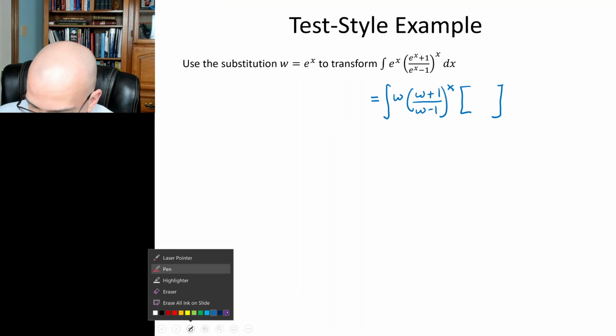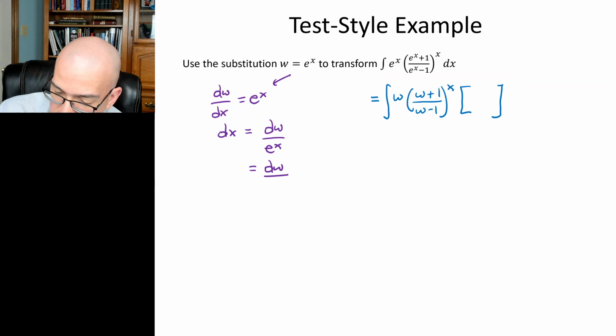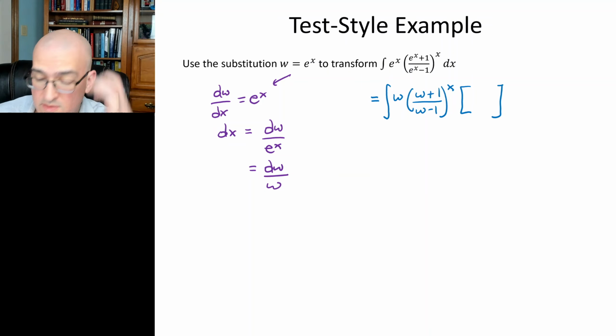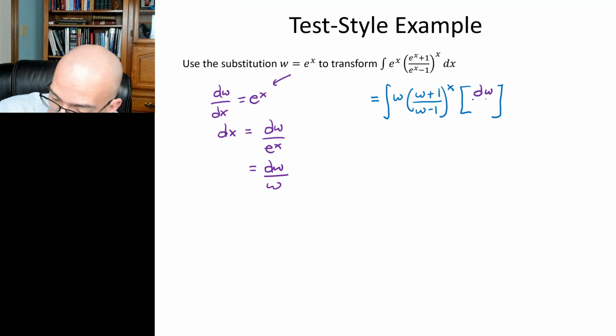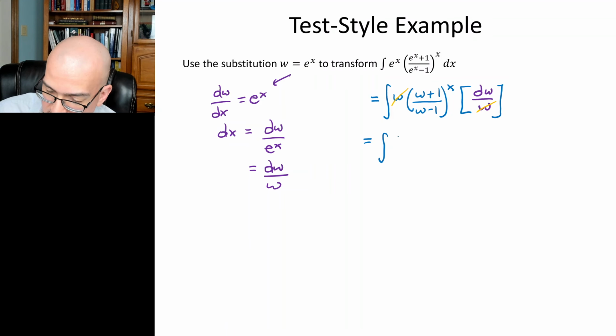The dx we will replace right now. So dw by dx, the derivative of e to the x is e to the x. Rearrange: dx is dw over e to the x, which is dw over w. So dw over w. We get some cancellation going on, which is good. w on top, w on the bottom. But we have a problem still. We can't declare victory. We still have an x in there. w plus 1 over w minus 1.